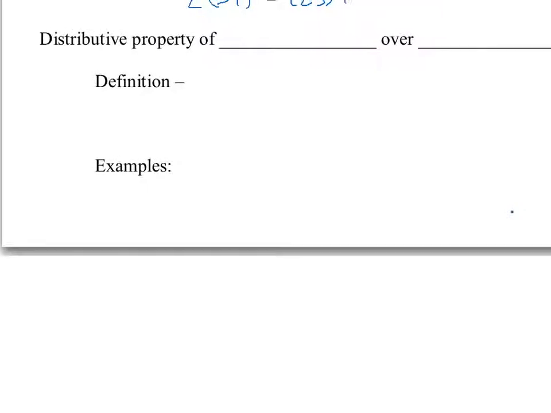Moving on to distributive property. Distributive property of what over what? Naomi. Of multiplication over addition. Now, notice it says multiplication over addition. So that means that inside the parentheses should be addition.